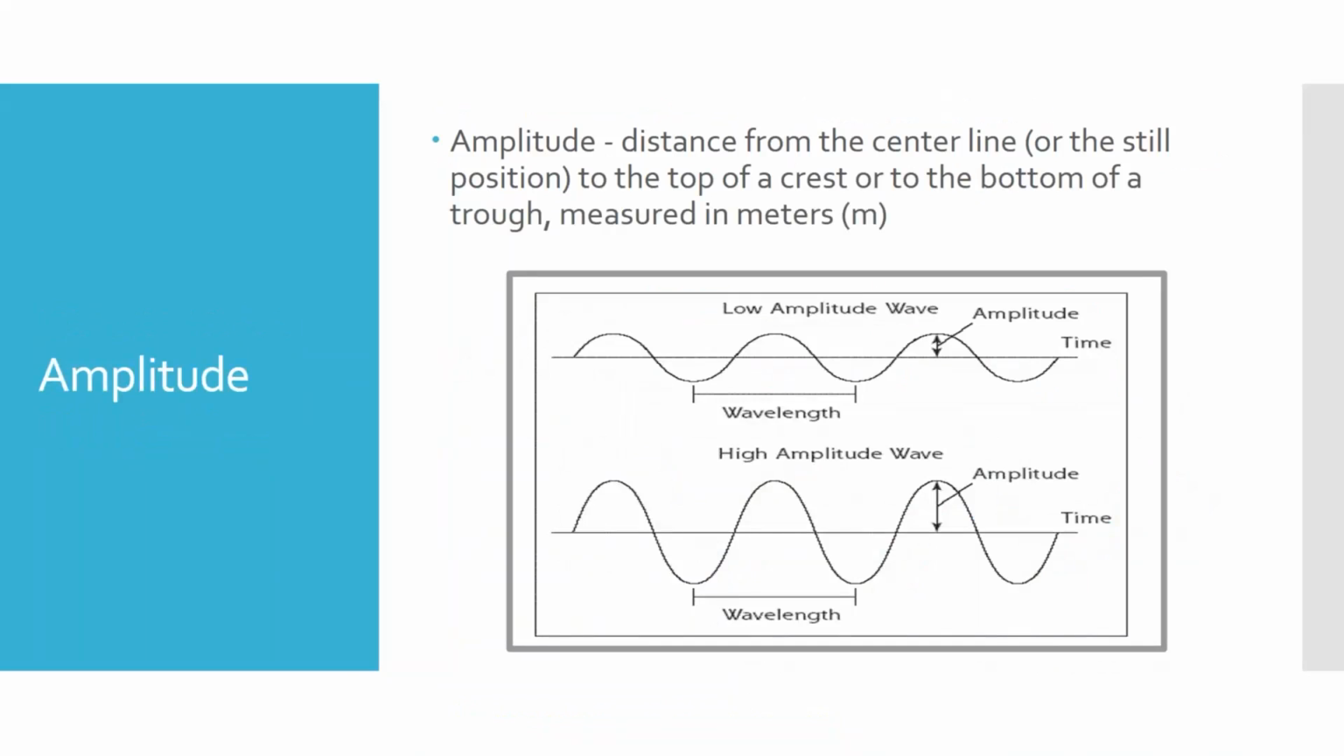Amplitude, another property of waves, is the height of them, how much power is behind it. So you can see two waves here. They have the same frequency and the same wavelength. The one on top has a lower amplitude than the one on the bottom. It's that distance from essentially the center line, the average line, of the wave. It's measured from the center line to either the top of the crest or the bottom of the trough.